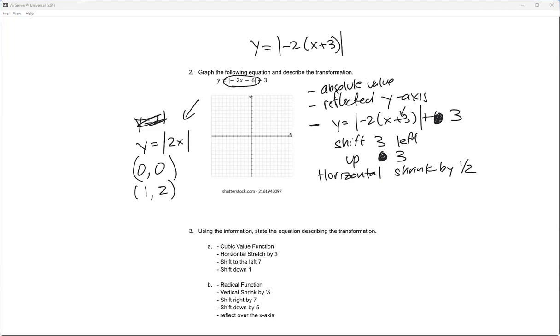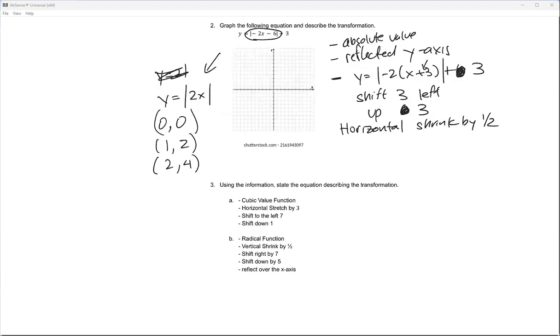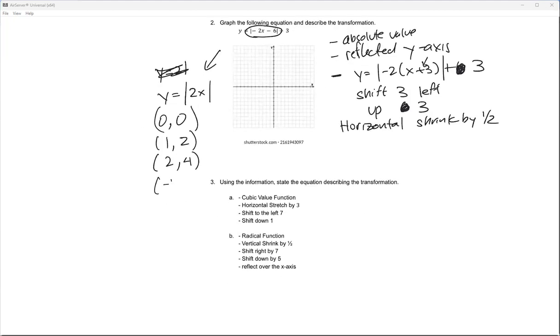All right. So 1, 2. And then if I go 2, what happens? This is 4, right? And then if I go -1, what happens with -1? It's still 2, right? And if I go -2, that's still 4. Right? So 0, 0, 1, 2, 2, 4. And then this is it, right? That's this. So that's what this is going to do.